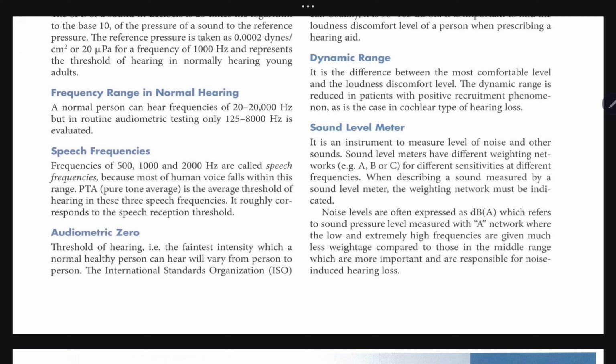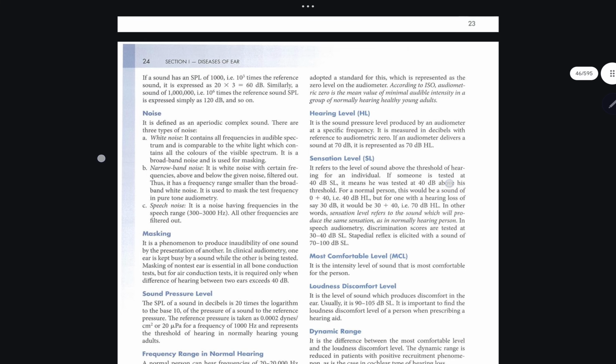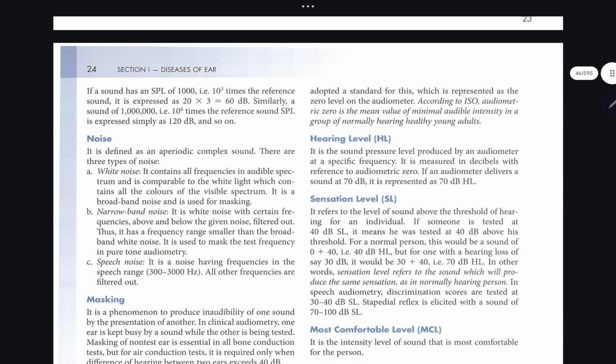Audiometric zero. Threshold of hearing, that is, the faintest intensity which a normal healthy person can hear, will vary from person to person. The International Standard Organization, ISO, adopted a standard for this, which is represented as the zero level on the audiometer. According to ISO, audiometric zero is the mean value of minimal audible intensity in a group of normally hearing healthy young adults.